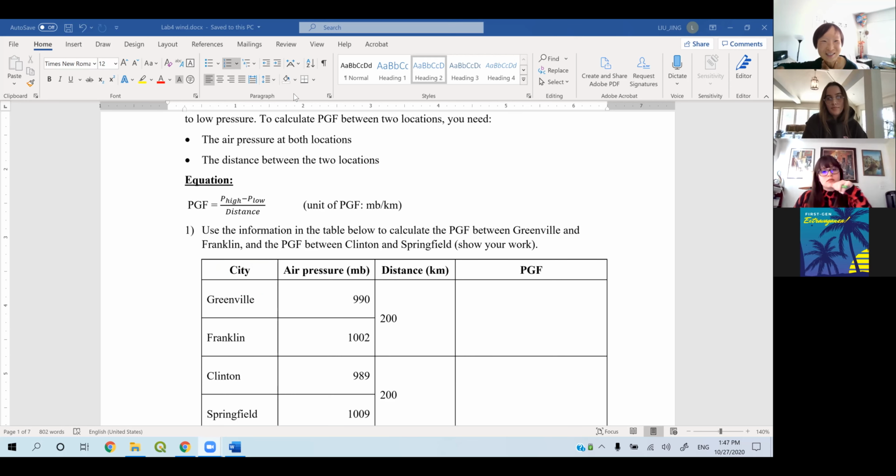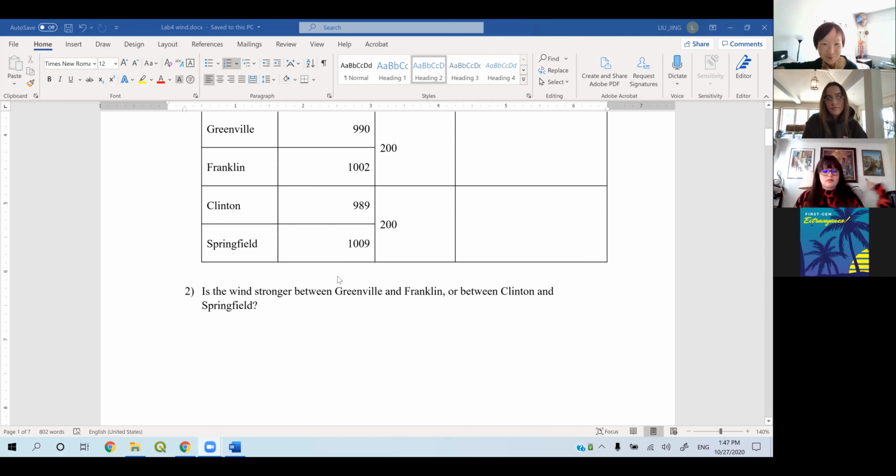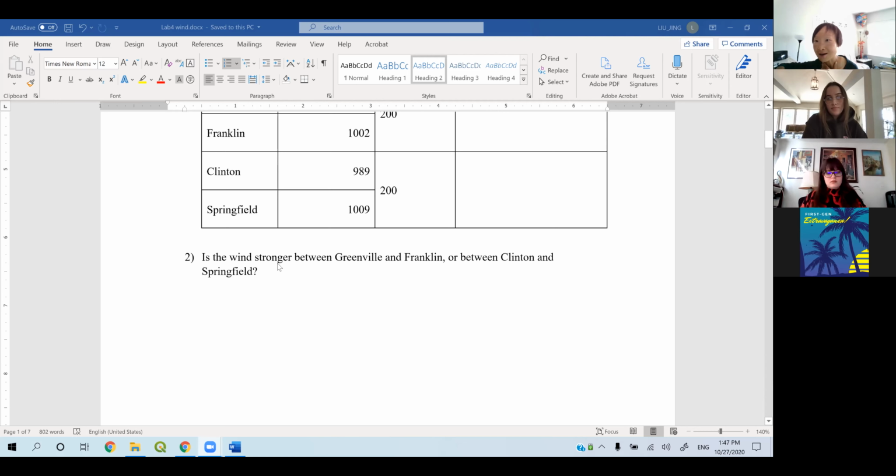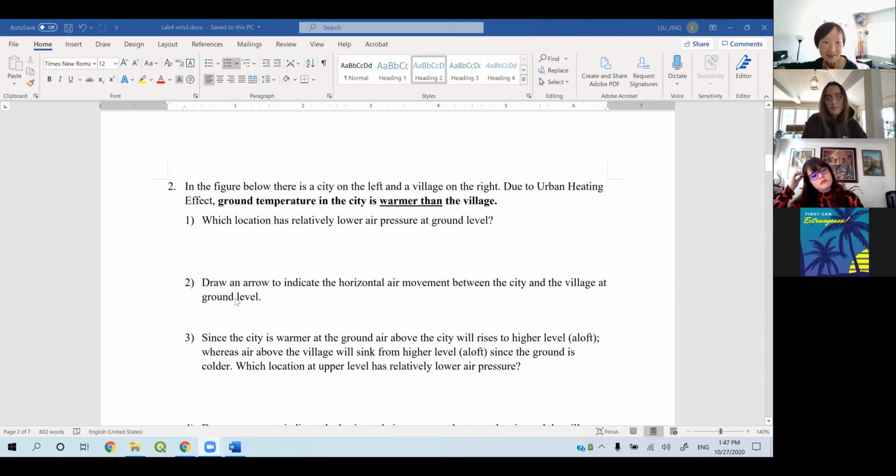I think the first question is straightforward. And I want you to relate this pressure gradient with wind speed. If you have a higher pressure gradient, do you have a strong wind or a weak wind?